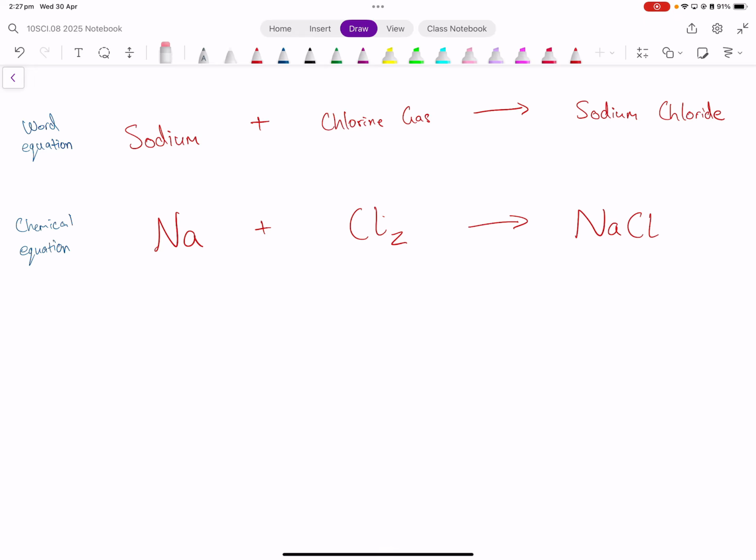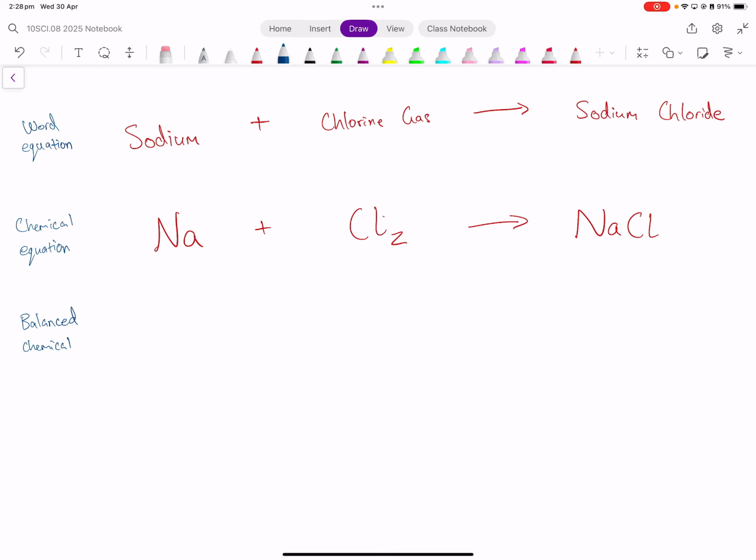What we now need to do is write a balanced equation. Wait, what happens to the 2? Yeah, like the little 2. So Cl has a little 2 right now because it wants a friend, right? Chlorine, because it's a gas, needs a friend to be stable. However, chlorine over here has actually found a new friend, and now it's bound to sodium.